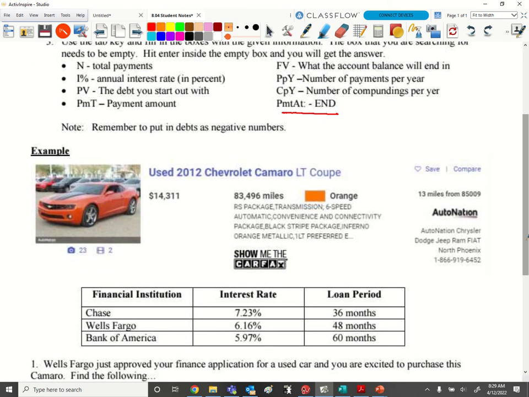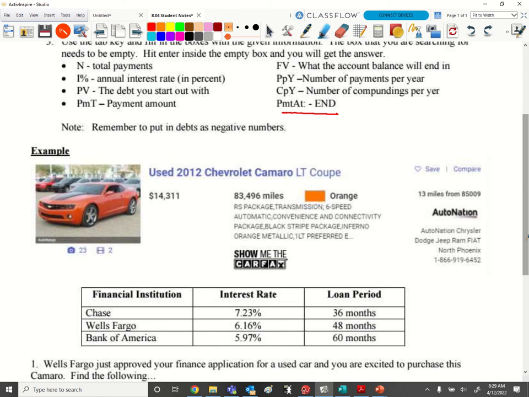So, we have Preston over here. He's going to get a used 2012 Chevy Camaro LT Coupe. It's not turbo. You would not be able to afford the insurance if it was turbo. There are 83,000 miles on it. Okay, that's not too bad.